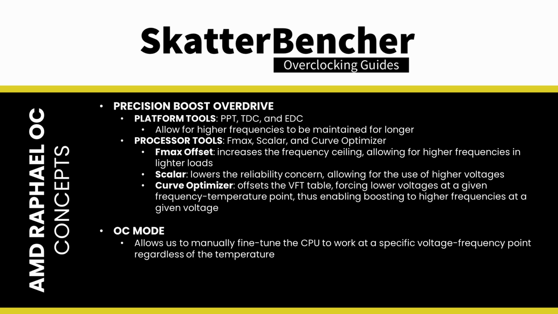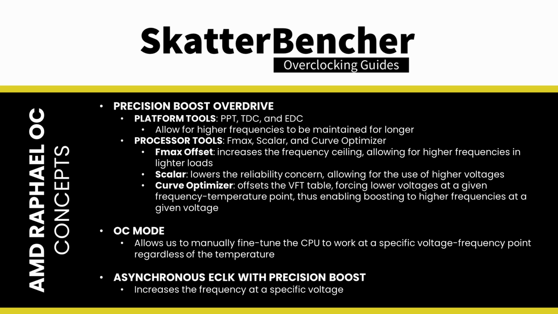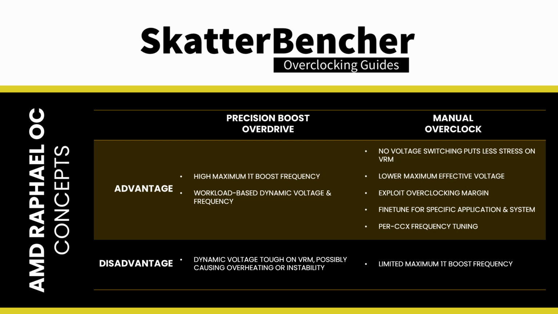You can use OC mode, which allows us to manually fine-tune the CPU to work at a specific voltage frequency point regardless of the temperature. And we can use asynchronous E-clock with Precision Boost, which increases the frequency at a specific voltage temperature point. The trade-off between Precision Boost Overdrive and OC mode is well known to Ryzen overclockers. While OC mode generally allows for a more fine-tuned and higher all-core overclock, you give up the high-frequency boost in lighter, fewer-core workloads. With Ryzen 7000's higher frequencies, the difference between an all-core and a single-core maximum frequency can be 500 MHz or more.